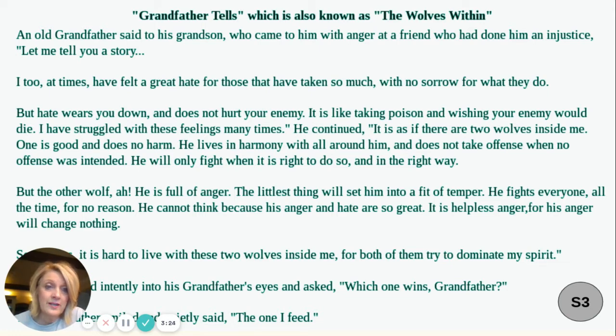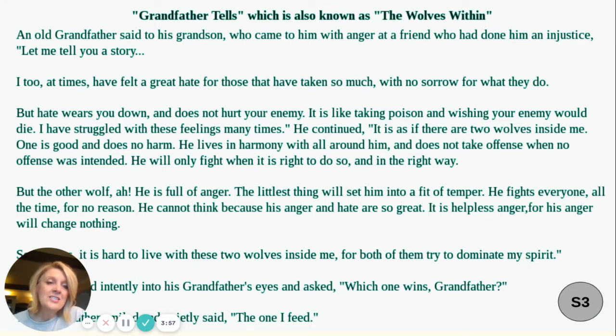But the other wolf, he's full of anger. The littlest thing will set him into a fit of temper. He fights everyone all the time for no reason. He can't think because his anger and hate are so great. It's helpless anger, for his anger will change nothing. So it's hard to live with these two wolves inside me, for both of them try to dominate my spirit." And then the grandson looks intently into his grandfather's eyes and asks, "Which one wins, grandfather?" And the grandfather quietly said, "The one I feed."